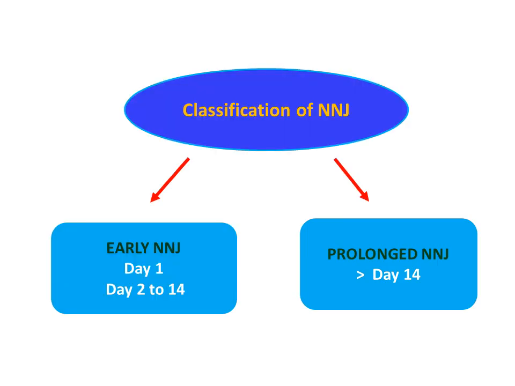Neonatal jaundice is classified according to the period that the jaundice occurs. The first is early neonatal jaundice. This can be divided further into jaundice within the first day of life, which is always pathological, and jaundice which occurs between day 2 and day 14 of life. The second is prolonged neonatal jaundice, which occurs after day 14 of life.